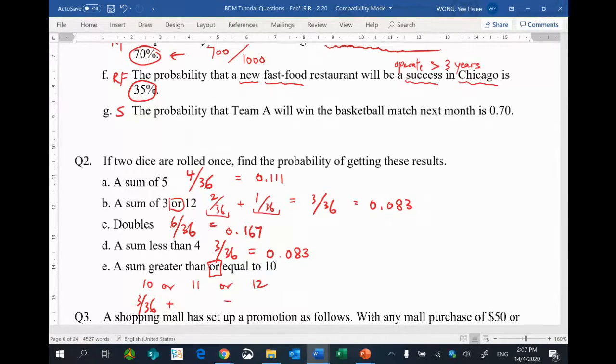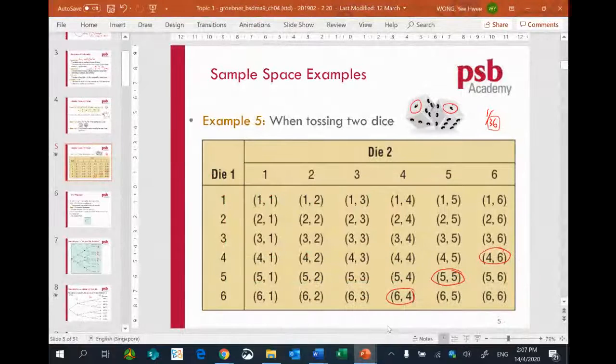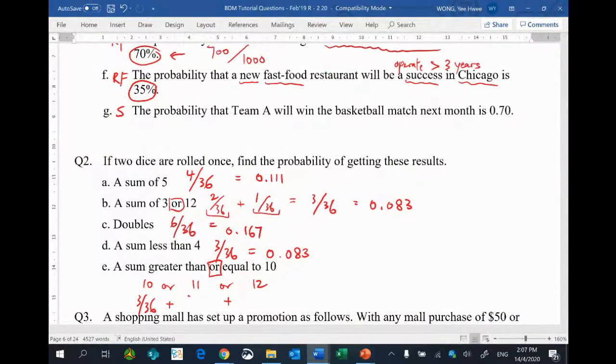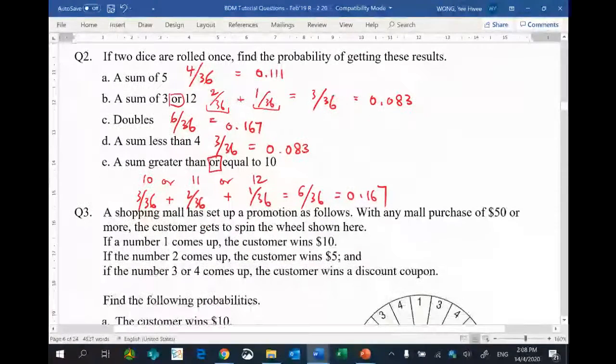Plus 11. 6 plus 5, 5 plus 6 give you 11. And this one is the last one, 6, 6. So 2 for 11, 1 for 12. So you add up all together, 3 plus 2 plus 1, you get 6 over 36. 6 over 36 gives you 0.167. Okay, this one is quite straightforward.